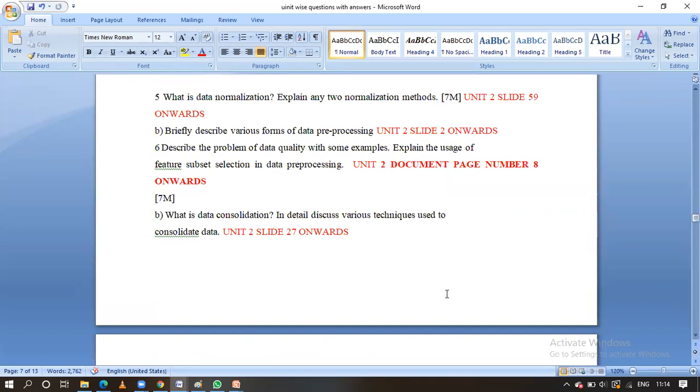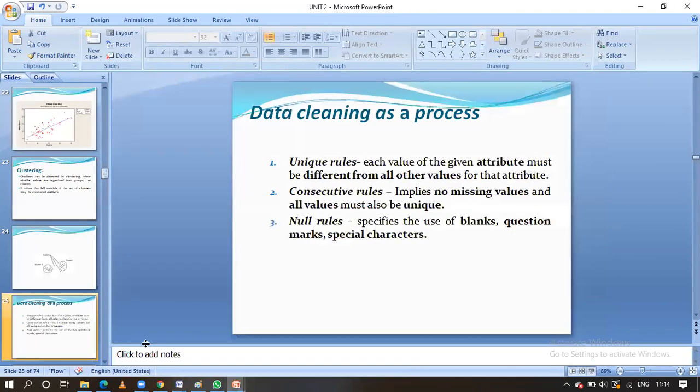Okay, subset selection, we are going to ask simple things. Overall how many slides are there in the second unit? 74. Okay, you can easily manage, and moreover they will ask direct questions, understand guys, direct questions. Data cleaning overall process: reduction, transformation, integration, cleaning. If you know all these things, you can easily answer them.